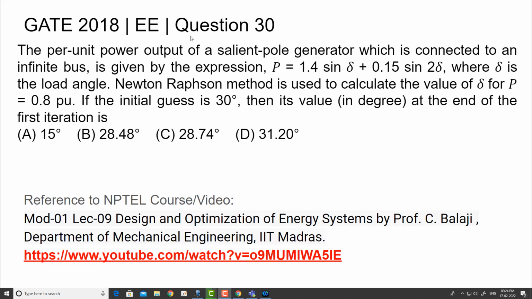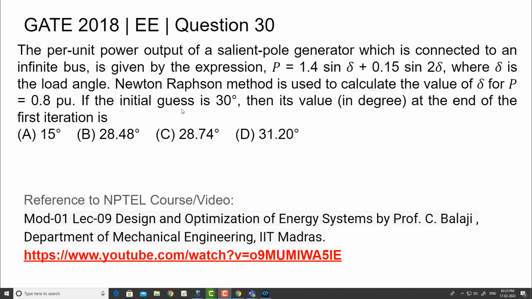Welcome all. Now I am going to discuss question number 30 from the GATE 2018 paper, Electrical Engineering. The per unit power output of a salient pole generator which is connected to an infinite bus is given by the expression P is equal to 1.4 sin delta plus 0.15 sin 2 delta, where delta is the load angle. Newton-Raphson method is used to calculate the value of delta for P is equal to 0.8 per unit.